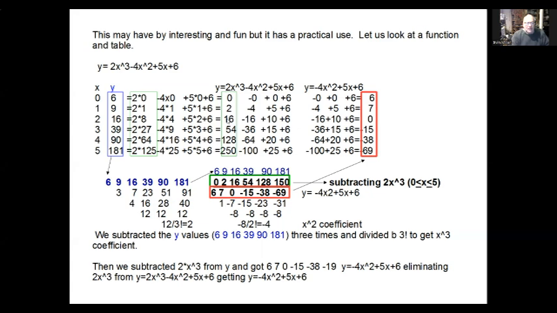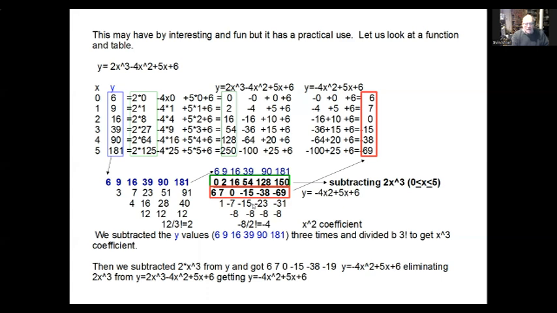So what I then do is take, and notice I've written those numbers down here, and I'm subtracting them from the numbers I got from the cubic part. And when I get that, I get these numbers 6, 7, 0, minus 15, 38, minus 69. Look, if I take the function without the x cubed in it, I get the same numbers. This is just a validation of the idea.